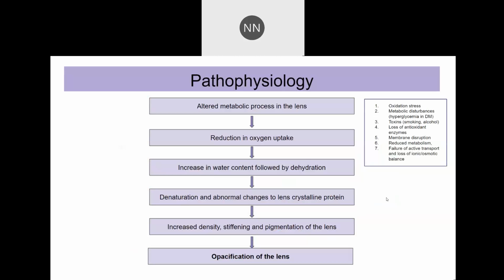Next. So this is a brief pathophysiology of cataracts. Any altered metabolic process in the lens such as oxidative stress, metabolic disturbance, toxins, membrane destruction or reduced metabolism, all of these can cause reduction in oxygen uptake. And this will cause an increase in water content followed by dehydration, and will cause denaturation and abnormal changes to the lens crystalline protein, and this will cause increased density, stiffening, and pigmentation of the lens, and will lead to opacification of the lens.